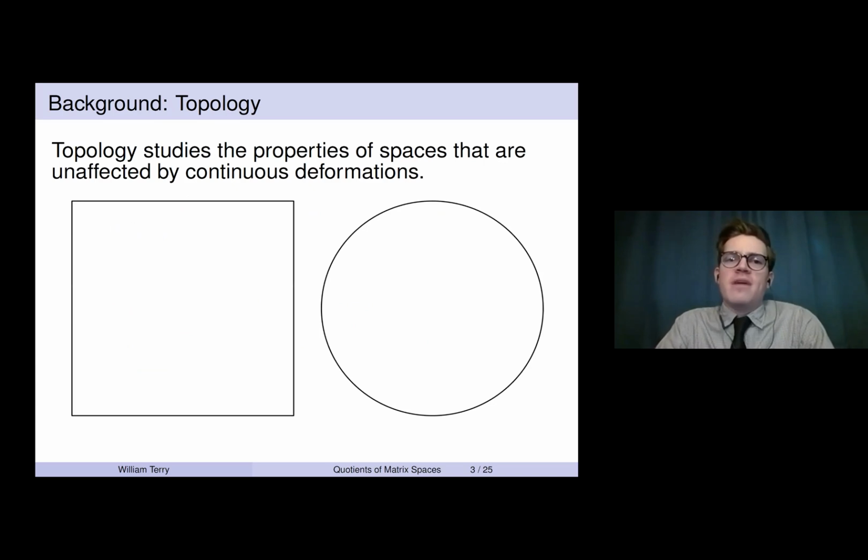Topology is an area of mathematics that studies the properties of spaces that are unaffected by continuous deformations. Consider a square and a circle. Geometrically, these are different shapes. But if you were to round out the corners and curve out the edges, you could morph the square into the circle, what's called continuously. That is, without breaking or twisting the shape. Topology studies processes like this in a rigorous way.